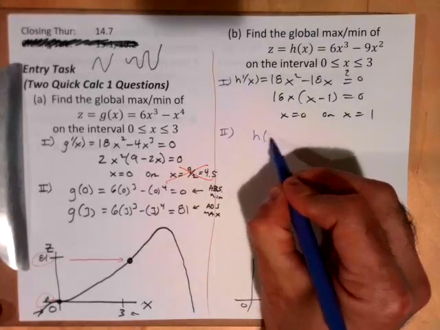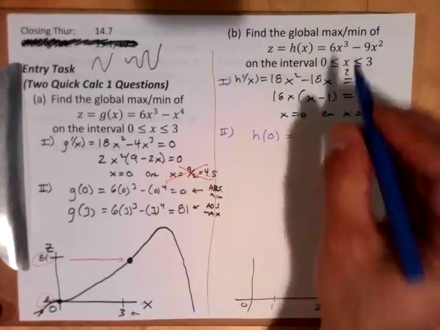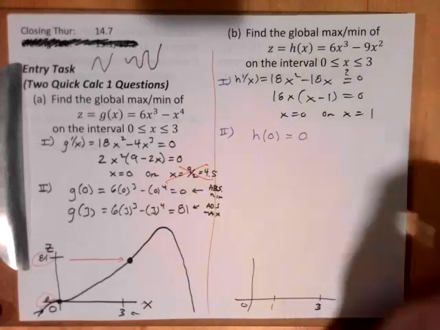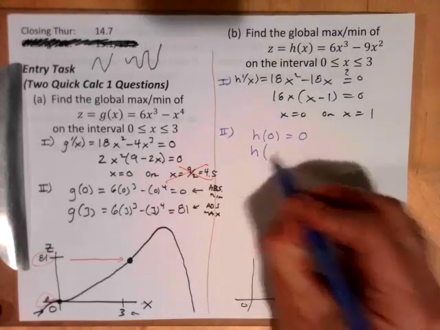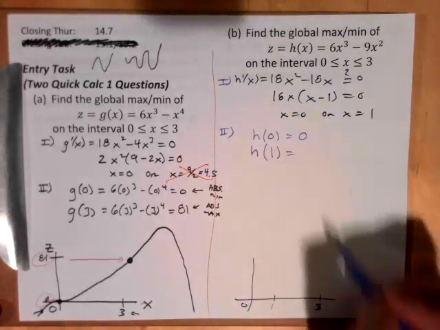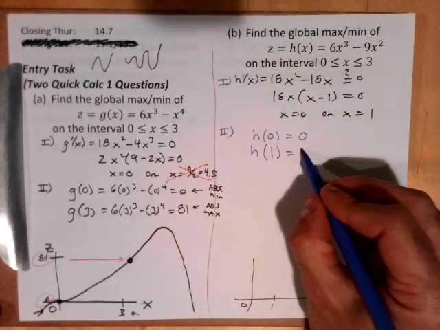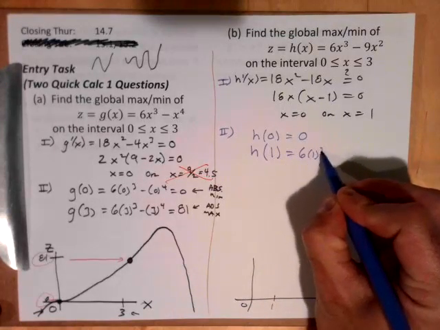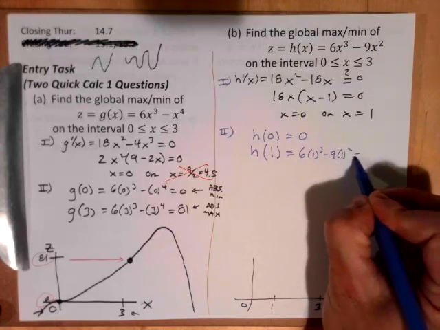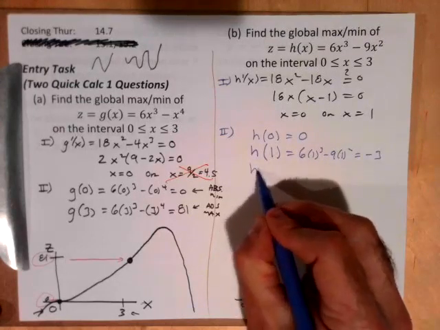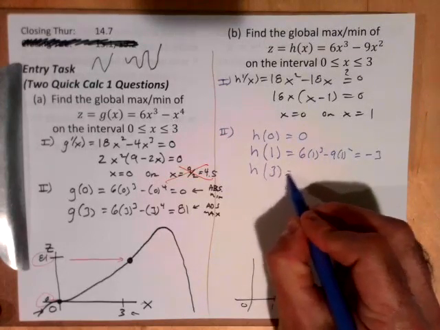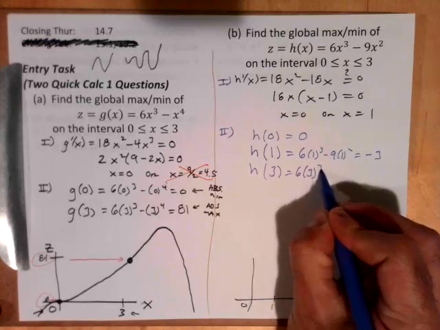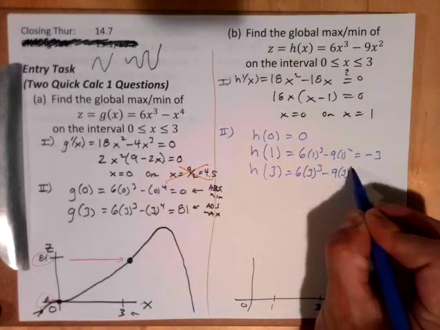And so you're going to plug in the endpoints. You'll plug in 0, which gives me 6 times 0. Okay, that's 0. You'll plug in 1, because that's one of the points you have to consider. And so it's 6 times 1 cubed minus 9 times 1 squared, which is negative 3. And you plug in 3, which is 6 times 3 cubed minus 9 times 3 squared.